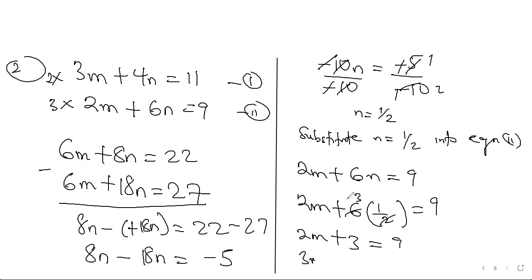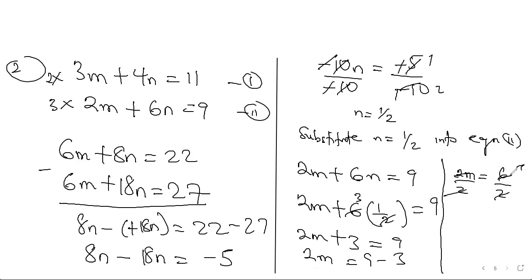So 2m equals 9 minus 3. Let me finish it off here. 2m equals 9 minus 3 is 6, divided by 2. Then m equals 3. So we have n as half and m as 3. So that's the solution. You can check that too. You see that it's correct.